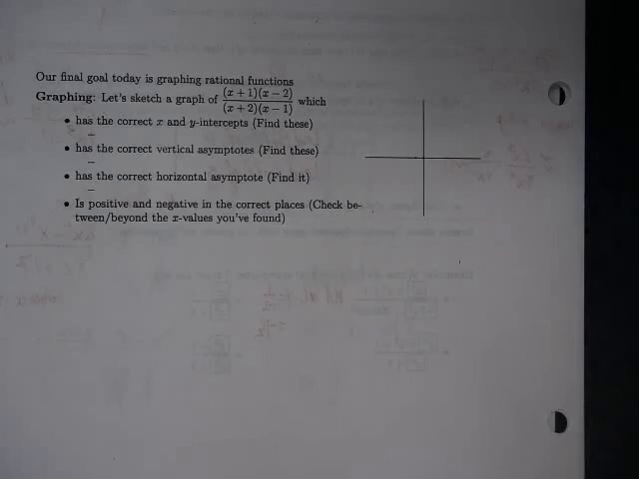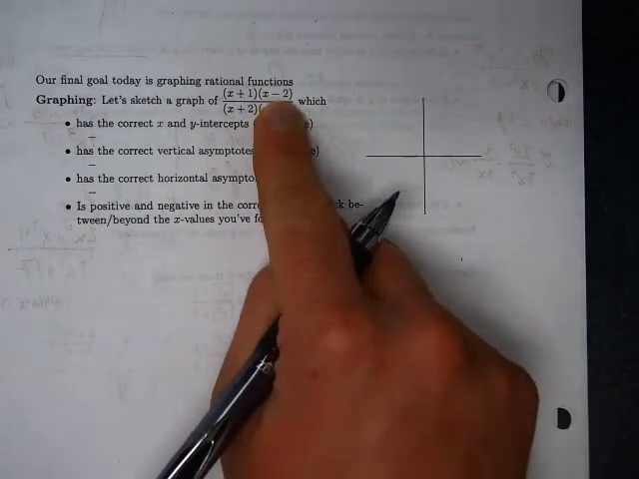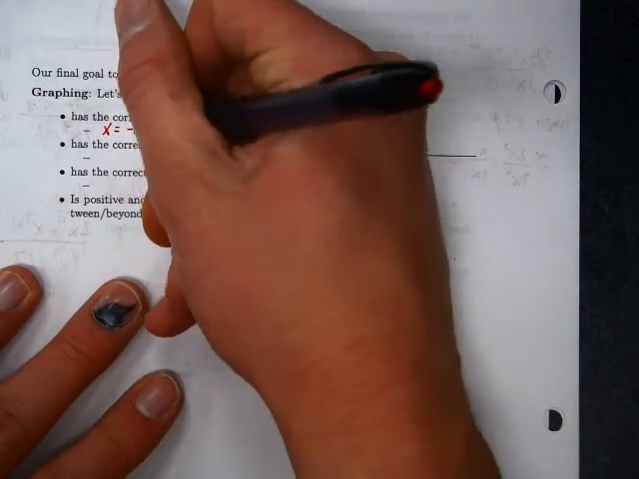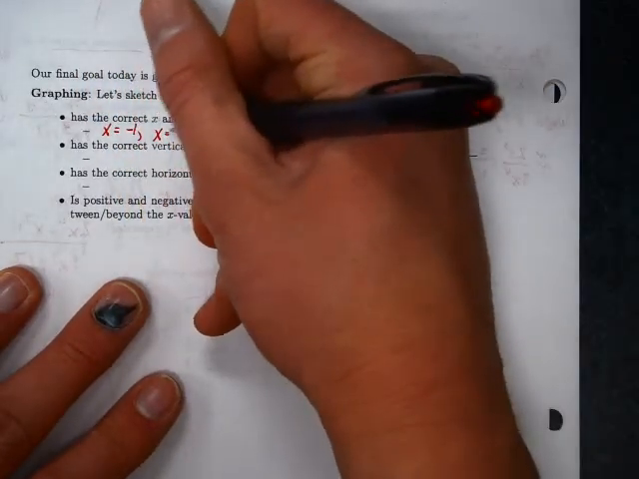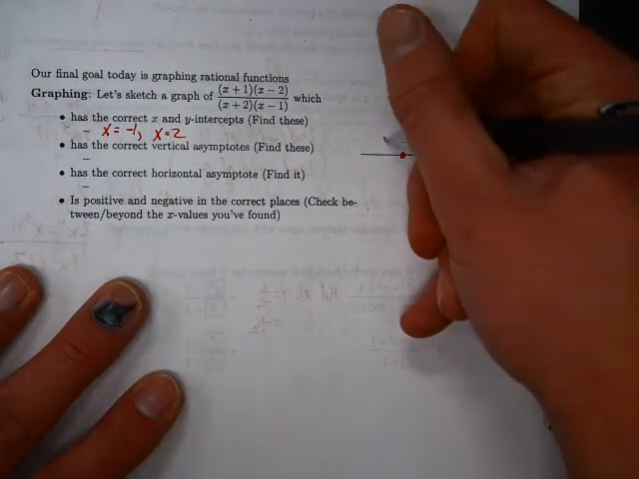(x plus 1)(x minus 2) divided by (x plus 2)(x minus 1). So, first things first, let's find asymptotes and intercepts. Where are the x-intercepts of that function? So in order to find x-intercepts, you would set the numerator equal to 0. And that's really easy. I've already factored it for you. So there's one at x equals negative 1, one at x equals 2.